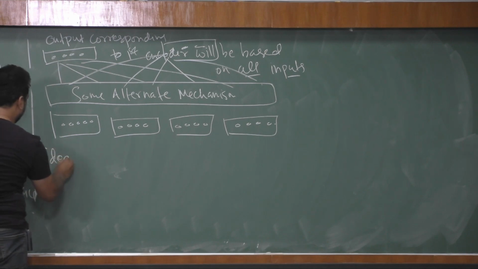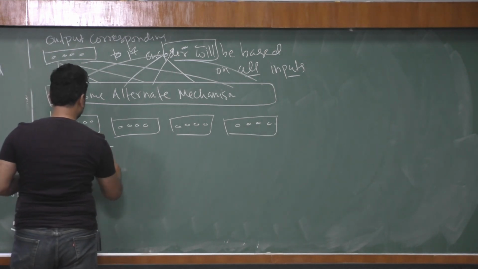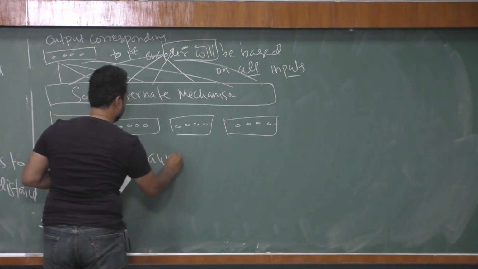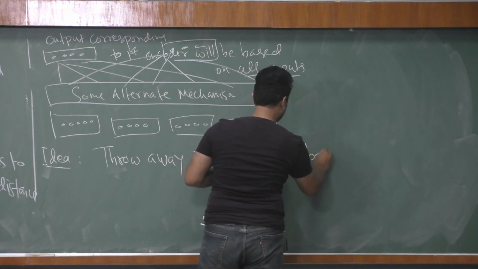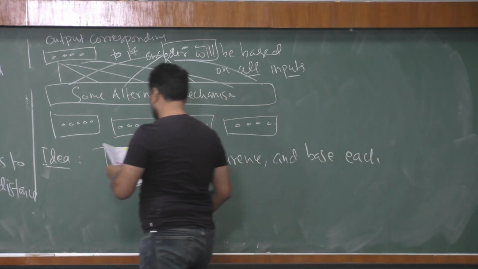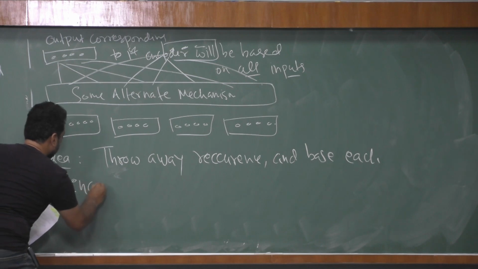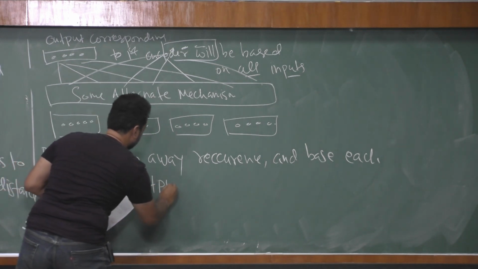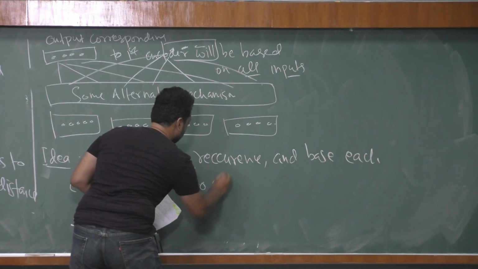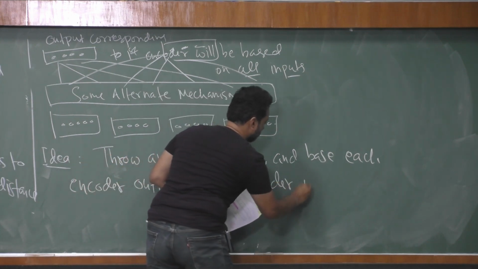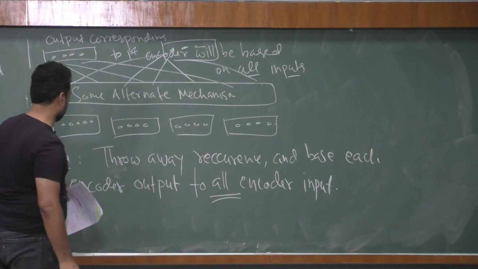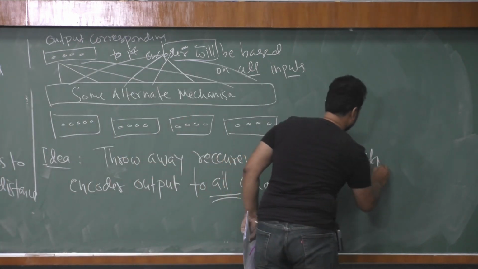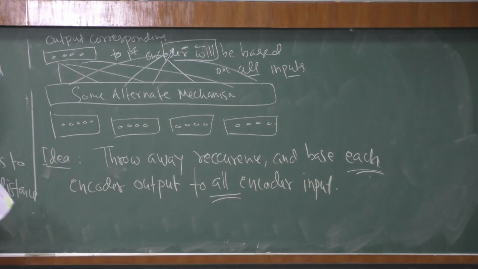So the idea we can write is: throw away the recurrence, and base each encoder output on all encoder inputs. Okay, so base each encoder output on all encoder inputs. This is the key idea behind the transformer.